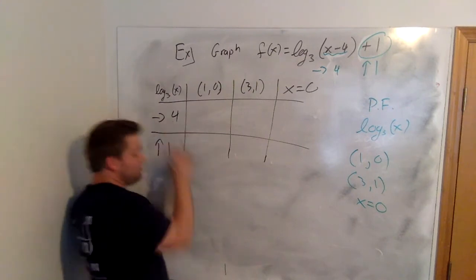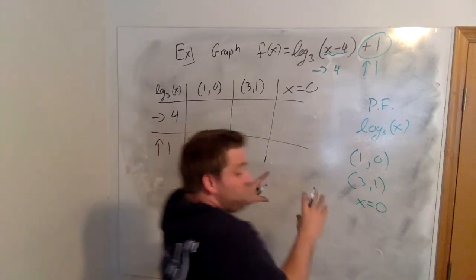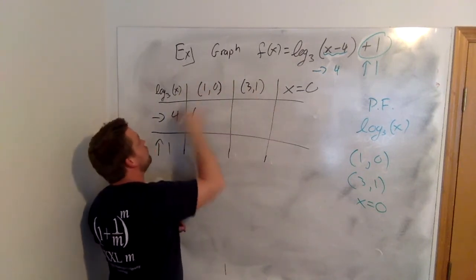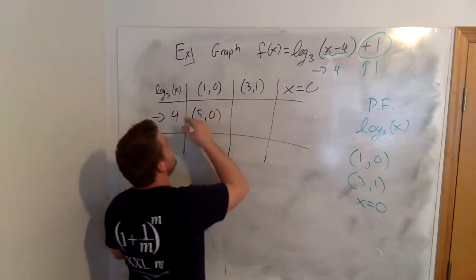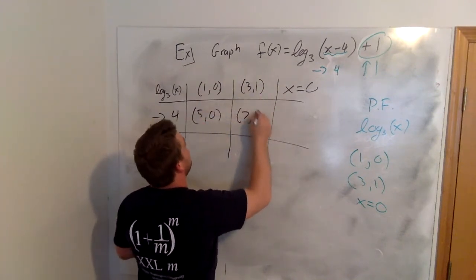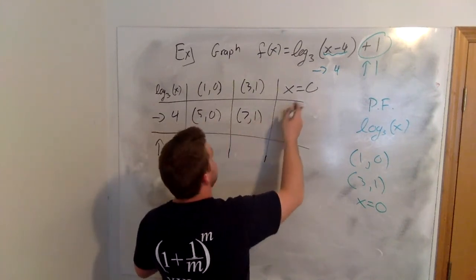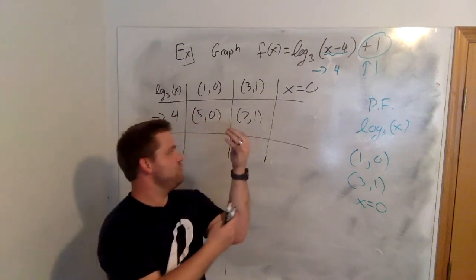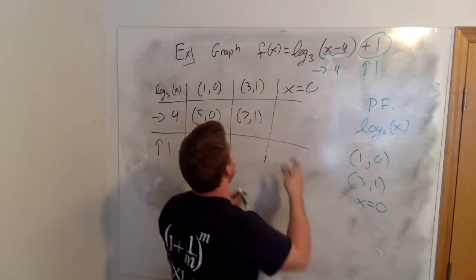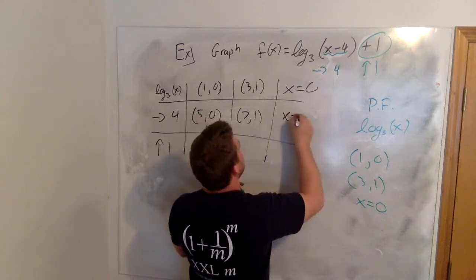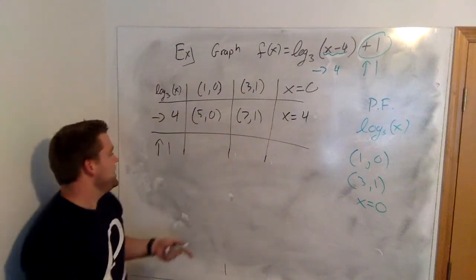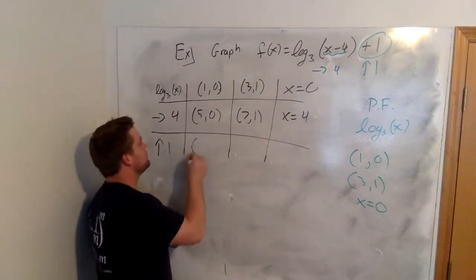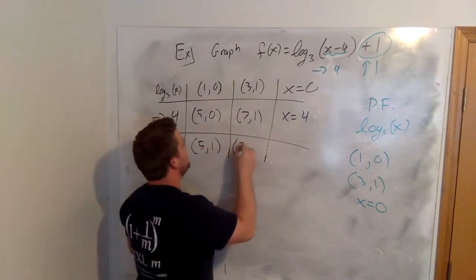Okay, so I'm physically moving the graph to the right 4 units, so I want to add 4 to all the x components, or all the x coordinates. So 4 plus 1 is 5, so 5 and 0. Let's see, 4 and 3, that's 7 and 1. Okay, I have this vertical asymptote, and I'm physically moving it to the right 4 units. So here, the new vertical asymptote will be x equals 4. Okay, and now we're shifting it up 1 unit, so I want to take all my y coordinates and add 1 to them. So now we'll be at the point 5, 1, 7, 2.